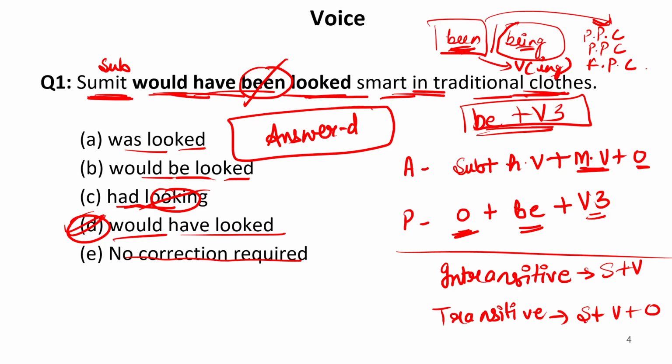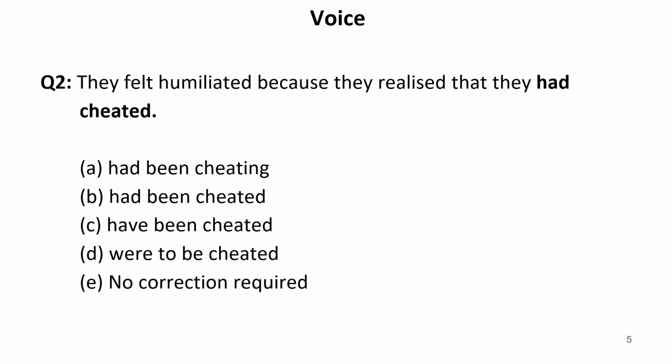Now let us move to the next one. "They felt humiliated." Who? They. So they are the subject. They felt humiliated because they realized. Now again, they is the subject. Now this is one part of the sentence. Now this is a conjunction and this is the second part of the sentence. They realized that they. Now again, this is a part of the sentence and again, that they.